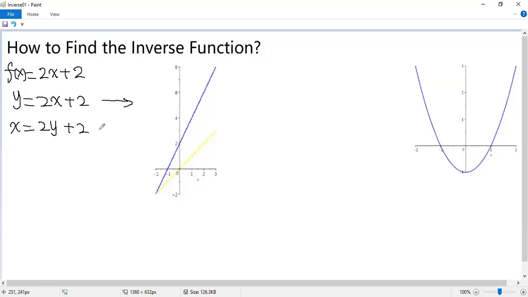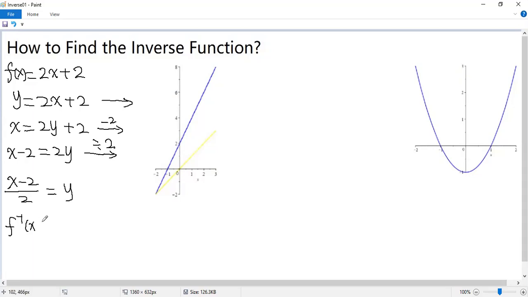First, both sides subtract 2. So we get x minus 2 equals 2y. Then, both sides divided by 2. So we get (x minus 2) divided by 2 equals y. That is the inverse function. We write inverse of x equals (x minus 2) divided by 2.